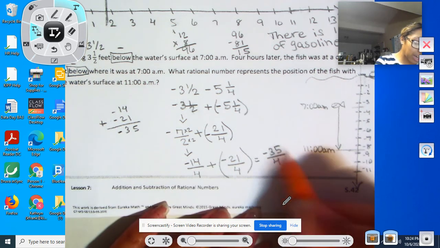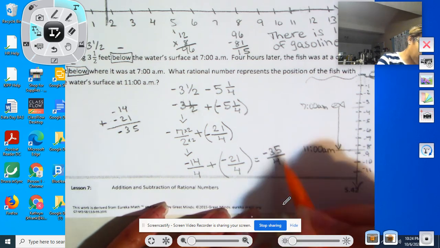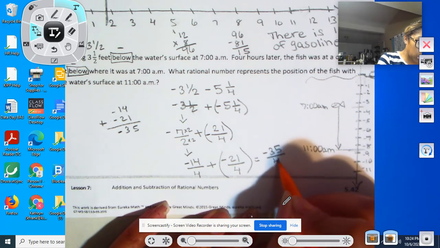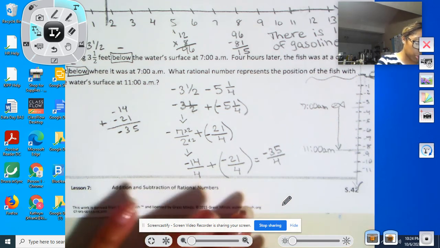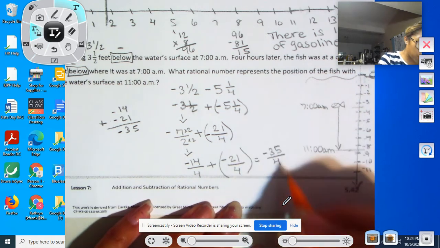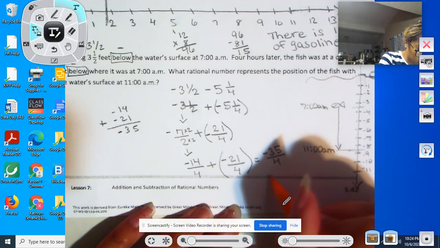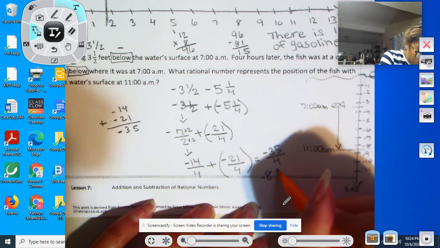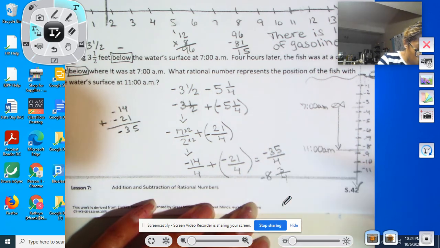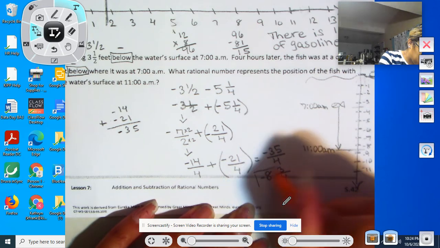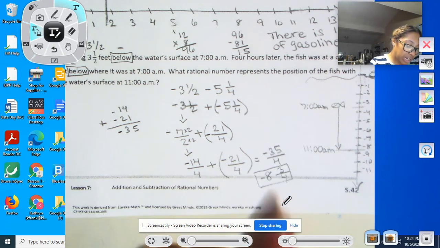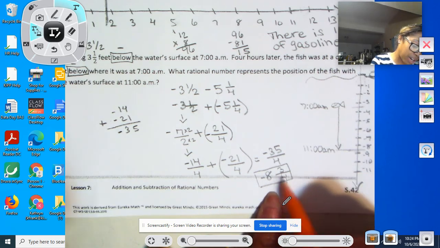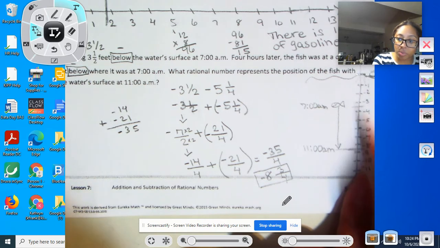Well, we can rewrite this as a mixed number. So how many times can 4 go into 35? Well, 35 is really close to the multiple 32, and 32 is a multiple of 4. So we can say that 4 times 8 makes 32. So I can pull out 8 wholes. And that will leave us with a difference of 3 fourths. So what we're saying here is that negative 35 fourths can be rewritten as the mixed number negative 8 and 3 fourths. Now, does that match up based on the work we did on the number line?